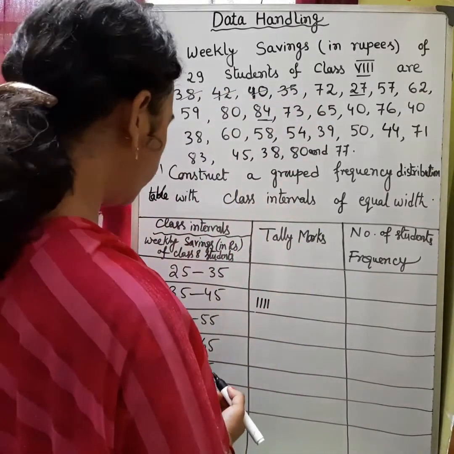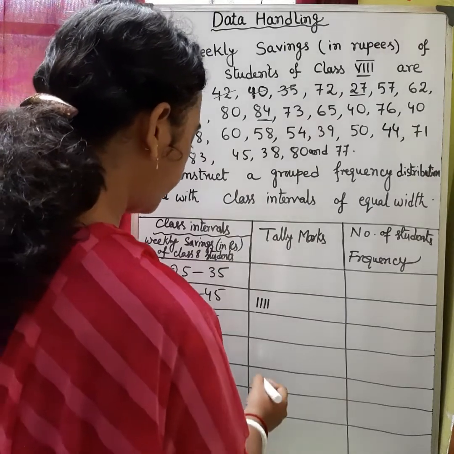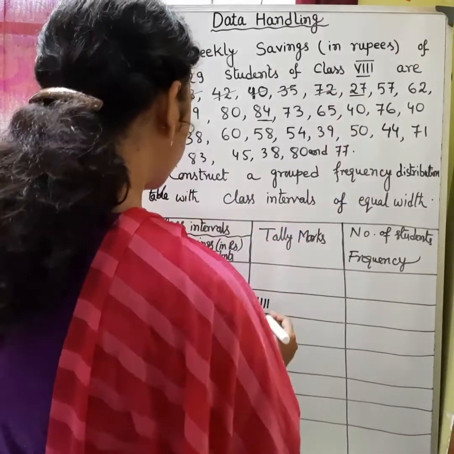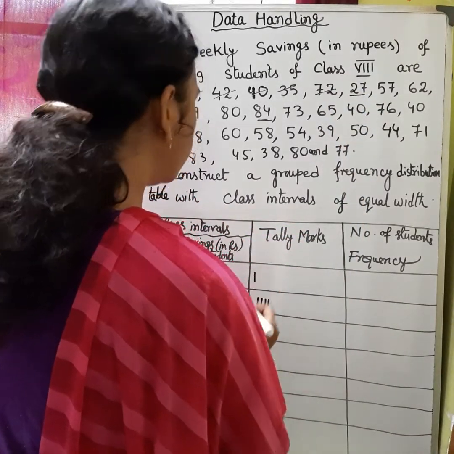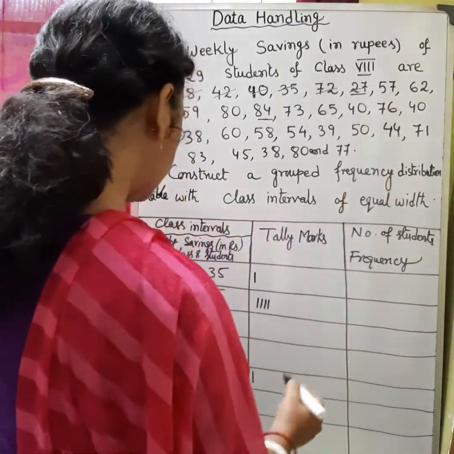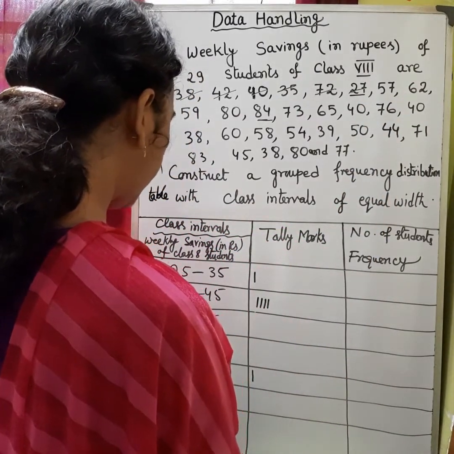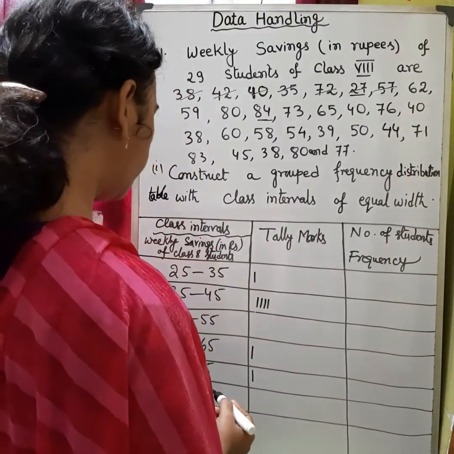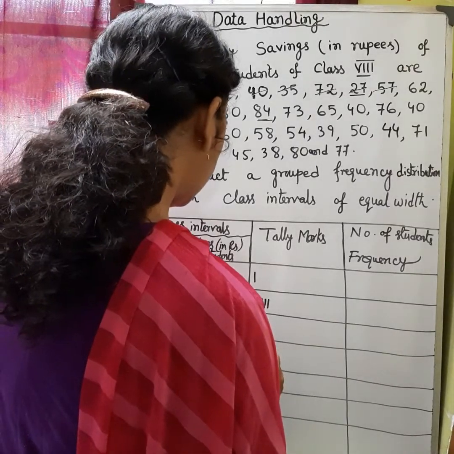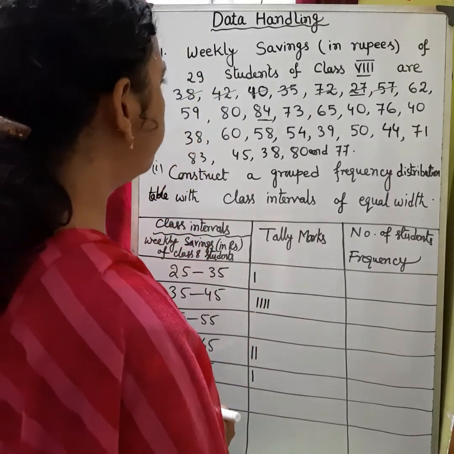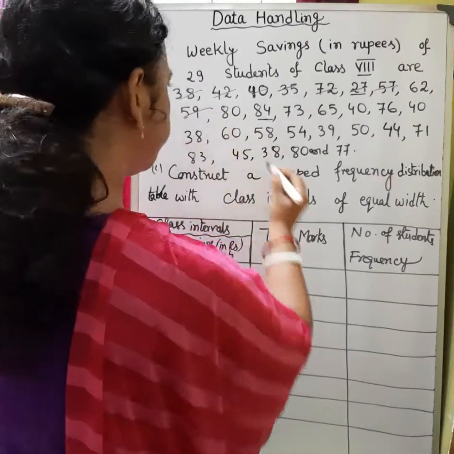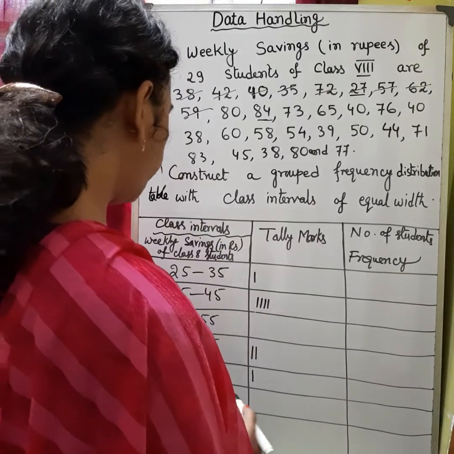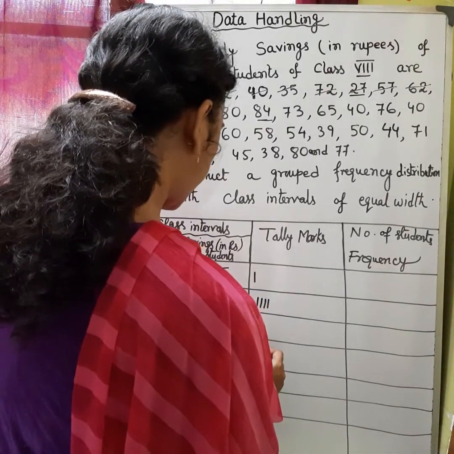The next number is 72, that will be between 65 to 75. So we put one tally mark here. After that 27, so that will be in the first class interval. Then 57, so we put one tally mark between 55 to 65. Then 62 is there, so we put one tally mark between 55 to 65. Then 59 is there, so 59 will be between 55 to 65.